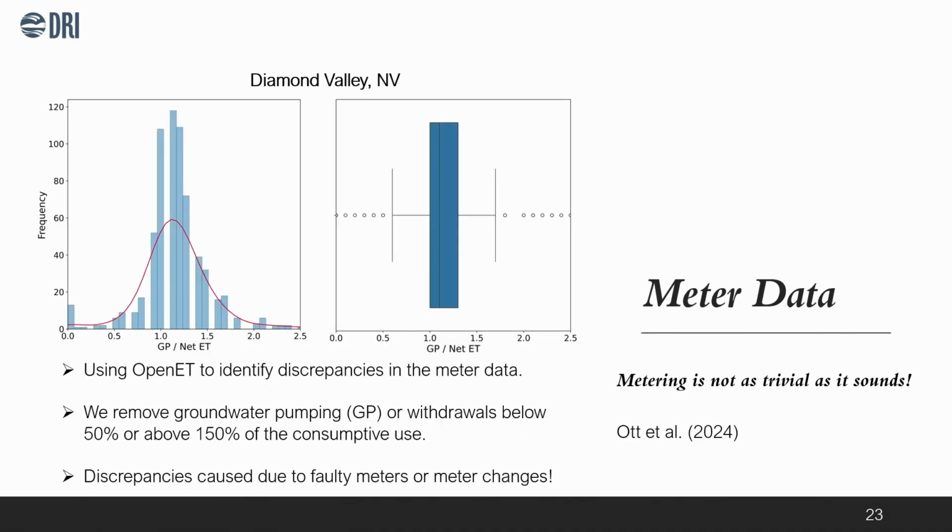So coming to the meter data, it seems like a very trivial thing. Just put some meters in the field and then you're all set. But it's not actually the case. The meter data can have discrepancies in themselves because sometimes these meters are switched and then the values have high discrepancies. So over here, we use the ratio between the groundwater pumping and the consumptive use, or the net ET. This is the actual ET subtracted by the effective precipitation. And then we discard the values which are 50% below or 150% above the consumptive use.